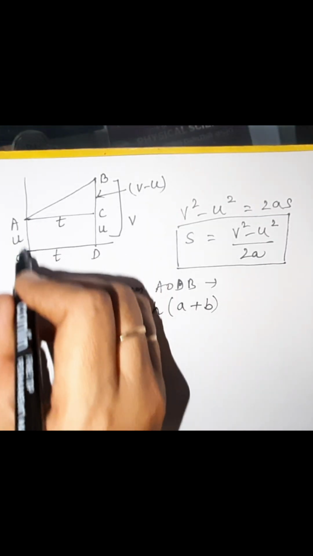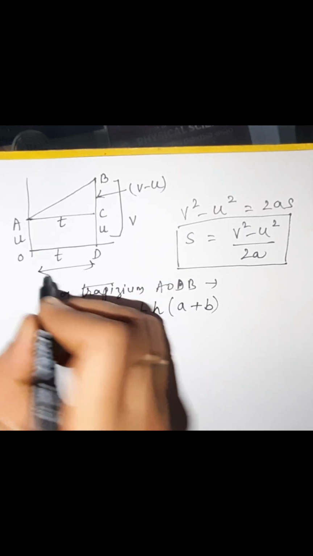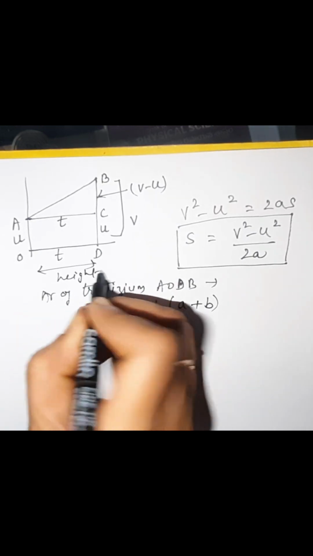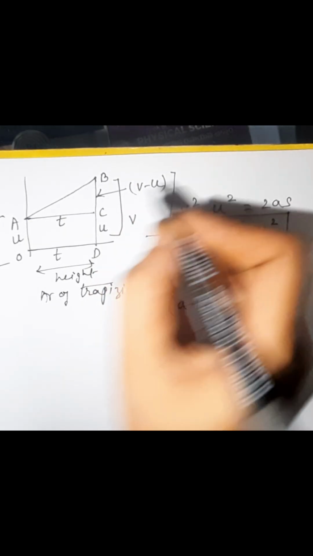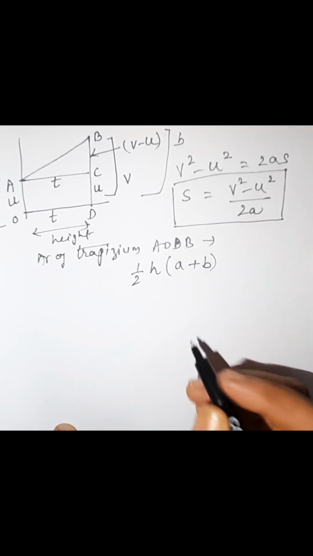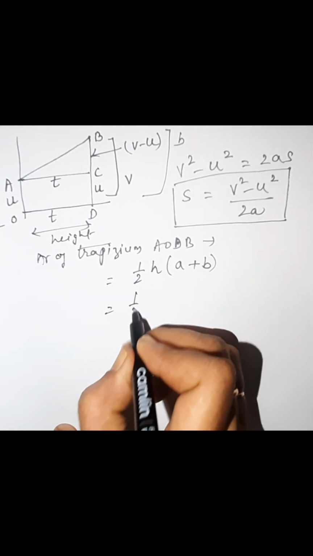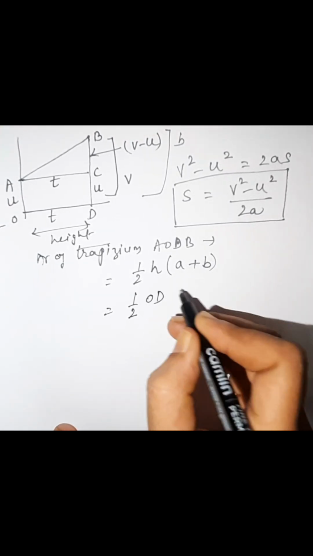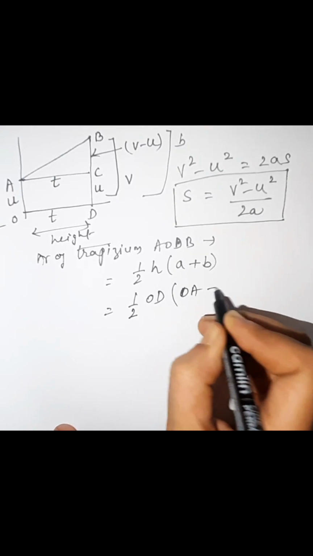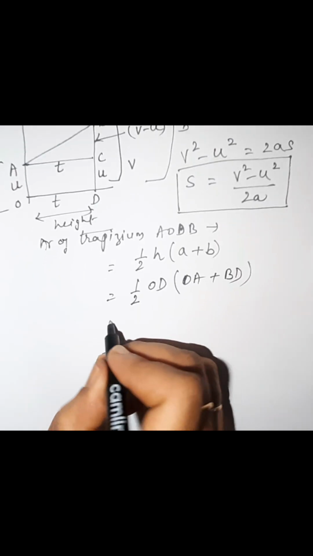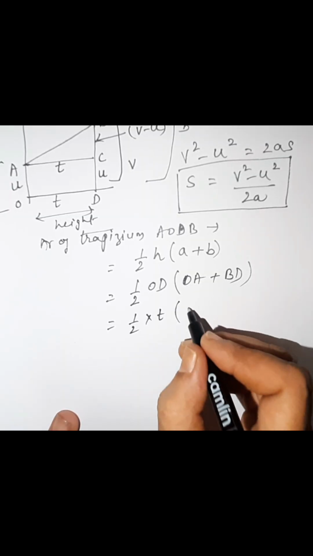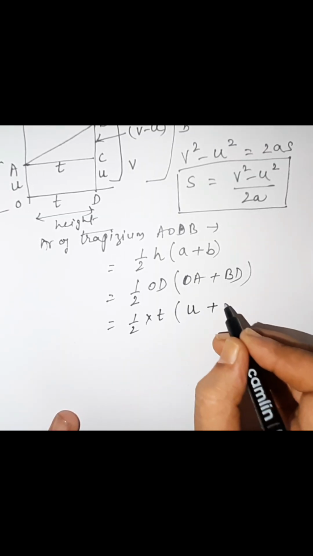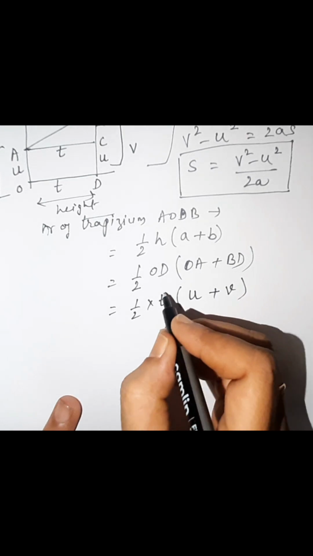So here in this trapezium shape, this one is the height, whereas AO and BD are the parallel sides. So one is a and the other is b. Let's start with the formula. Here half into height OD into (OA plus BD). OD is t, OA is u, and BD is v.